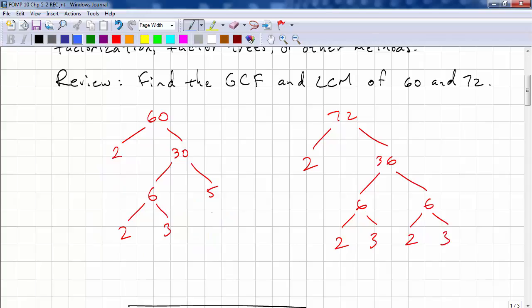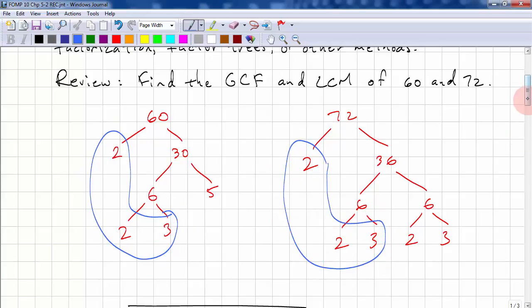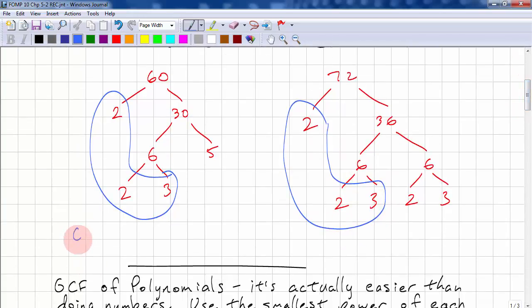So we circle the common ones between the two trees, and that's a 2, 2, and a 3. So greatest common factor is 2 times 2 times 3, and that's 12. Now, for the lowest common multiple, we take our greatest common factor, multiply with whatever's remaining.